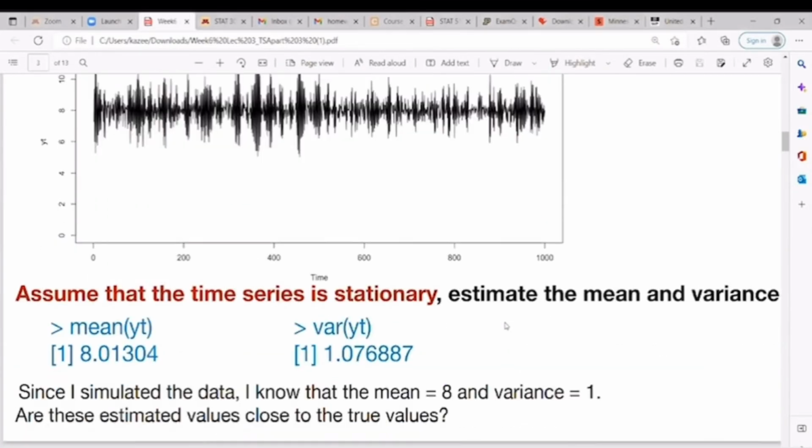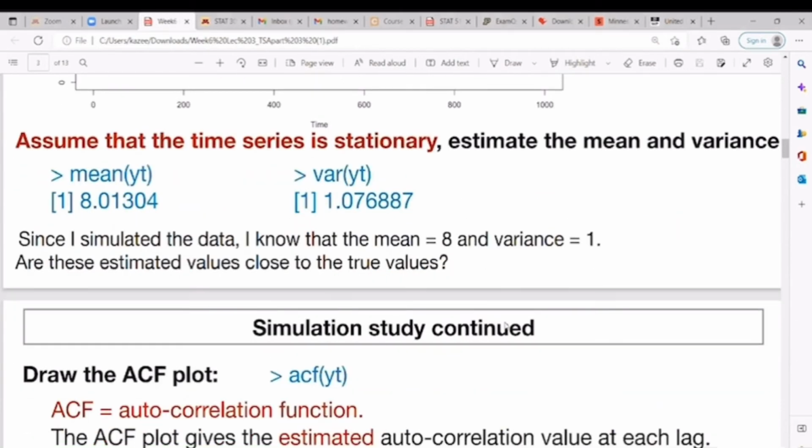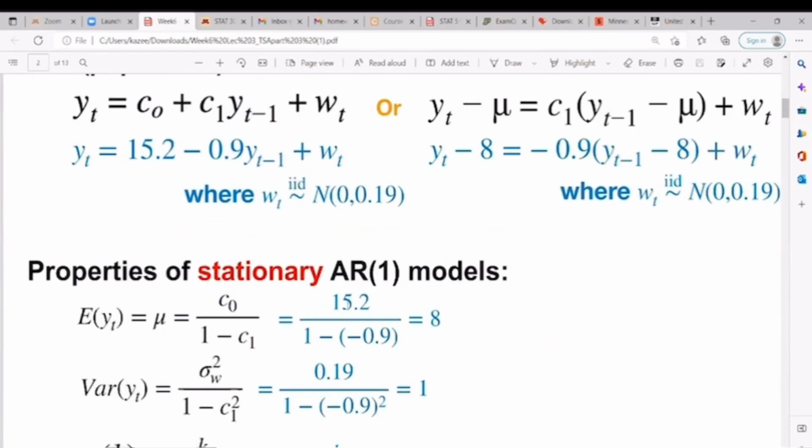Now, when you have a time series plot, I told you something the other time. One of the assumptions is stationarity: the mean should be the same over time, the variance should be the same over time, and the autocorrelation at lag 1 should all be equal, at lag 2 should all be equal. You understand what I mean? Now, I have a data set. How do I find the mean? Don't forget the other time I told you there's a theoretical mean. 8 is the theoretical mean.